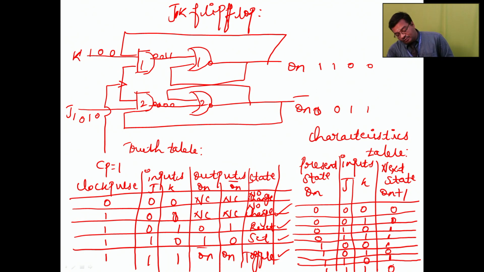So the toggle conditions will take place under this. We are giving the input 1 1 here. While you are giving the input 1 1, automatically the toggle condition will take place here.